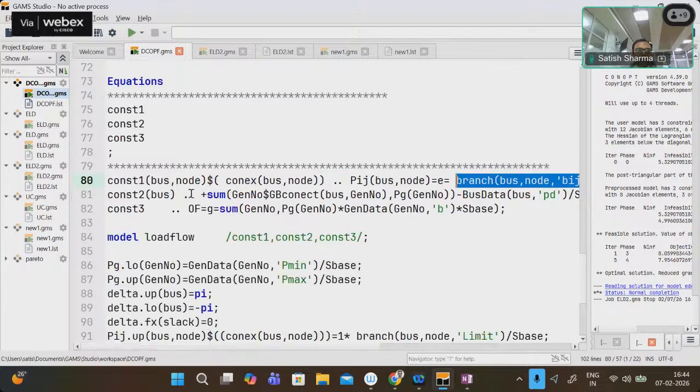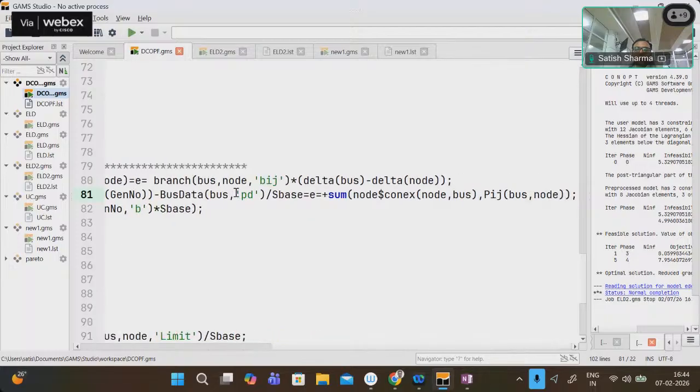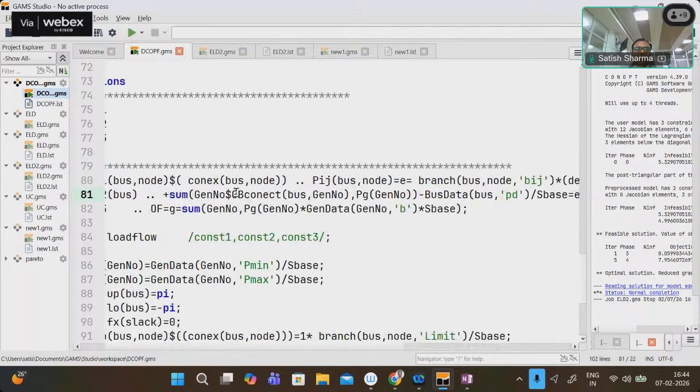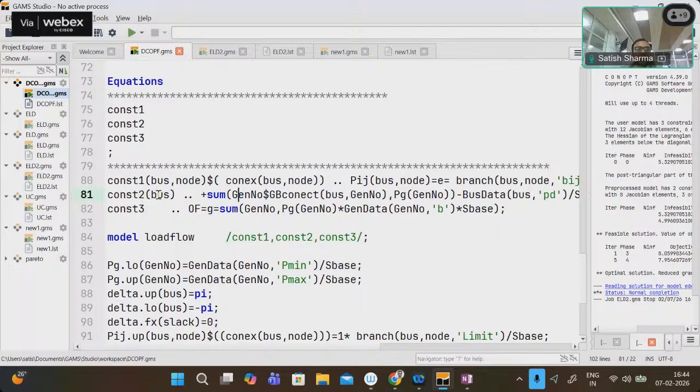Okay, then another constraint, which is basically the power balance equation. So you can say like connection at bus. So at every bus we will write down this particular second equation, and here what we are seeing is basically a summation over generators. If there are multiple generators at a particular bus, it will be defined by gb connect, like for that particular bus how many generators are connected.